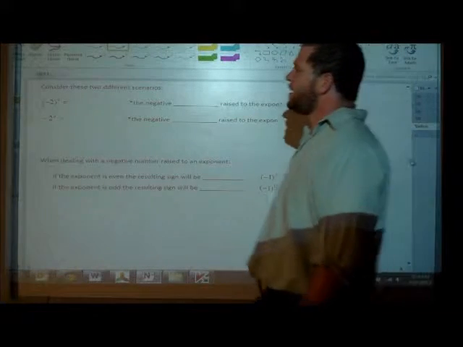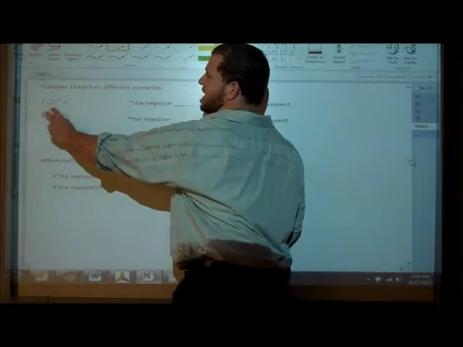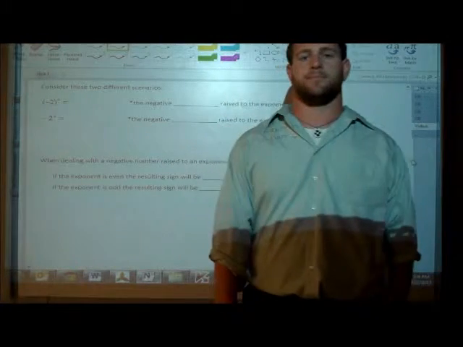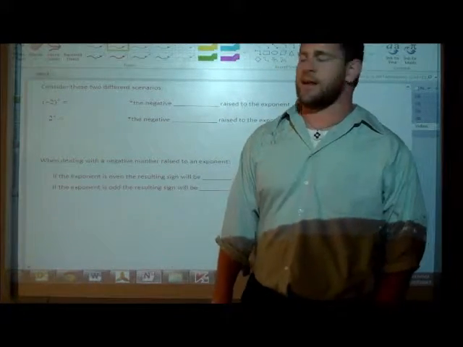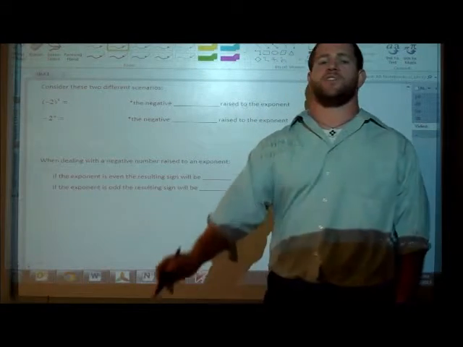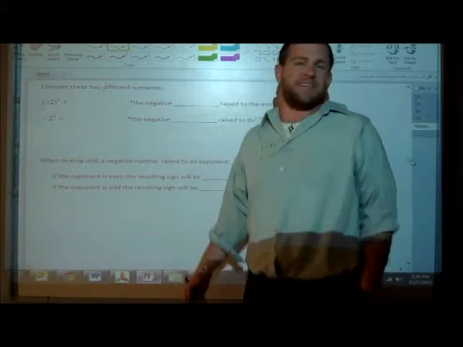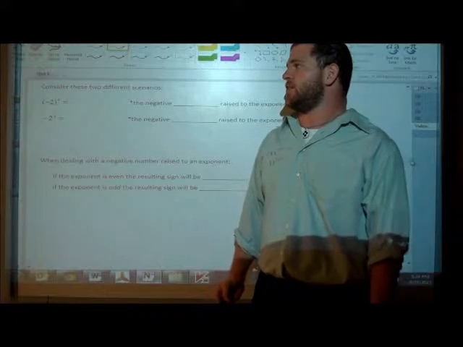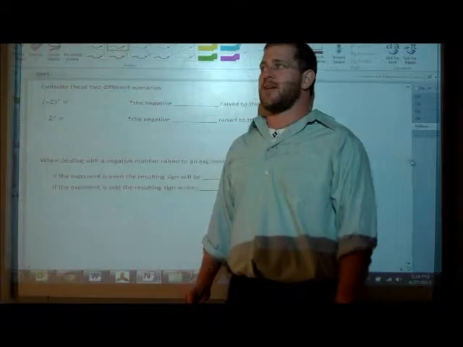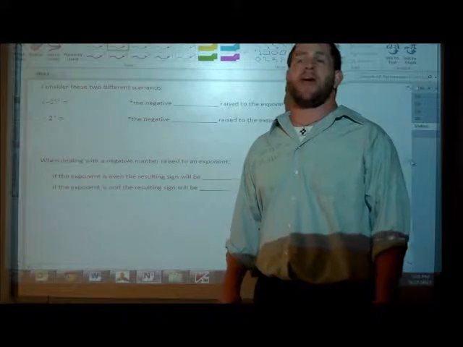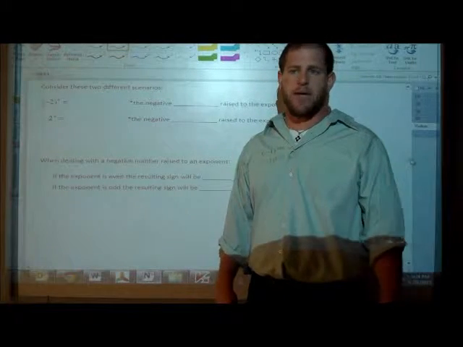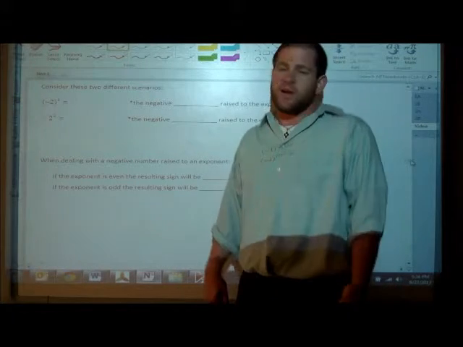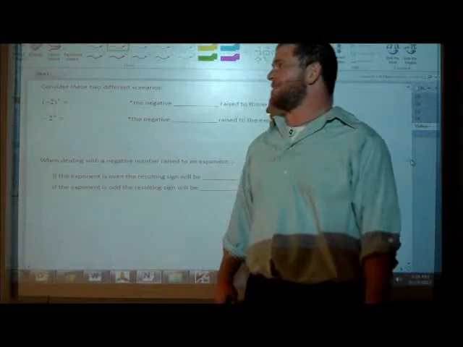Consider these 2 different scenarios. Parentheses, negative 2, to the 4th power, and negative 2 to the 4th power. Now, if you were in class right now, I would ask them a question. To anybody, what's the difference? Is there a difference in the 2? And about half the class usually raises their hand and says, yes, there's a difference. And about half the class usually raises their hand and says, no, there's not a difference. And then I ask the question, I go, well, do these 2 give me the same answer? And almost everybody says, yes, they give me the same answer. The correct answer is actually no. They don't give me the same answer.